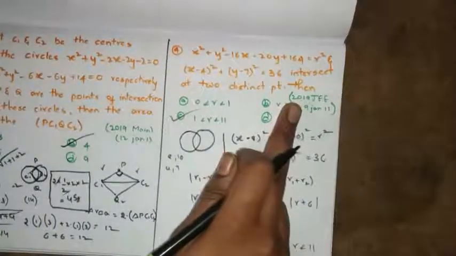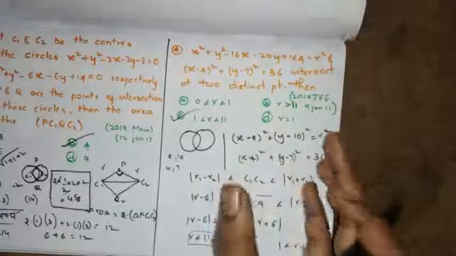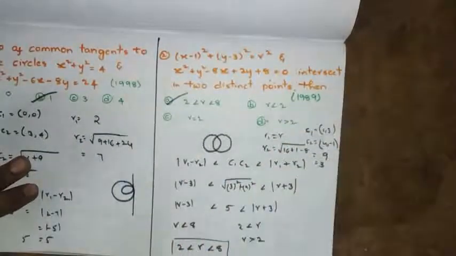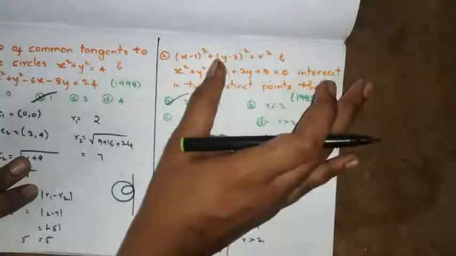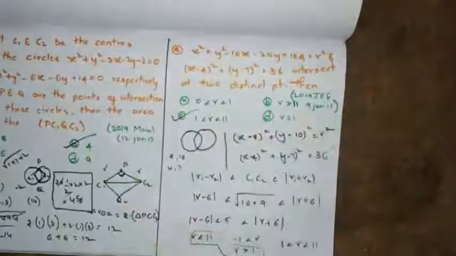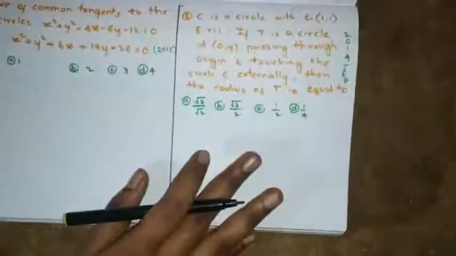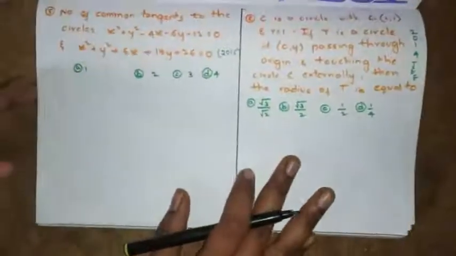This is 2019 JEE Main, and this is a 1989 Advanced question. Whatever the pattern here, it was repeated here. Okay, and let's take the next questions.